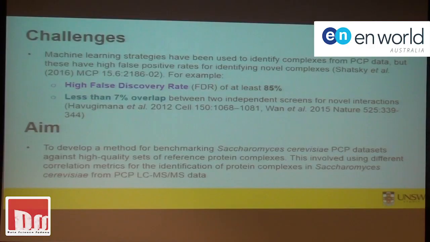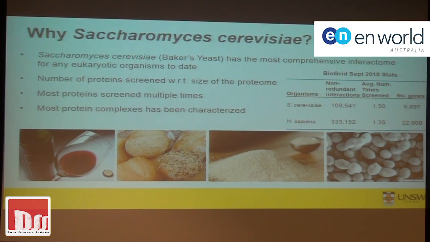I thought I could take a step back and develop a method for benchmarking Saccharomyces cerevisiae, Baker's yeast, PCP datasets against high-quality sets of known protein complexes. I'll use different correlation metrics to identify these protein complexes in Baker's yeast and in our dataset. So why do we use Saccharomyces cerevisiae, Baker's yeast, which we use to ferment wine, bake bread, and you can buy from the supermarket?